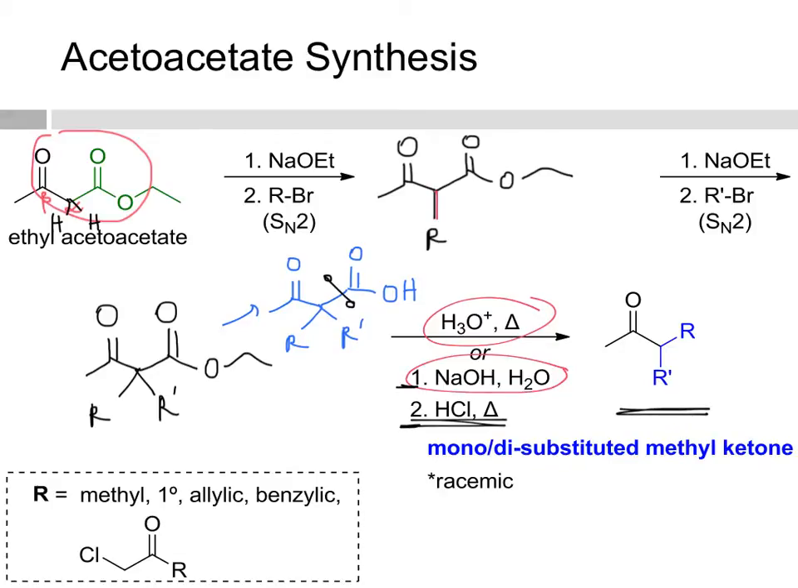In this reaction, remember that the R group can be anything that allows for a good SN2 reaction, so a methyl, primary, allylic, benzylic, or anything with a good leaving group that's not too sterically hindered. Again, overall, we have taken a beta-ketoester and we have converted it into a mono or disubstituted methyl ketone. Now, if we use just one enolate alkylation, we end up with a mono substitution. If we want to put in two different R groups, we can get a disubstituted methyl ketone.